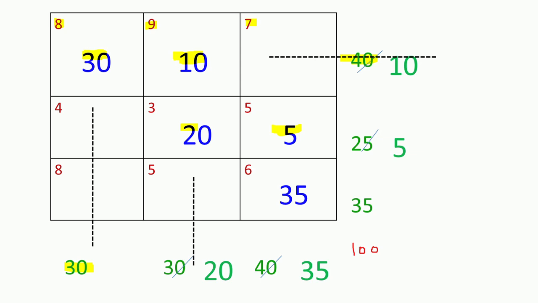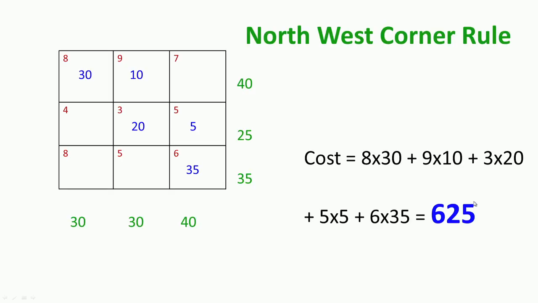Now, having obtained a feasible solution, the next thing that we ask is, how good is this feasible solution? To understand the goodness of this feasible solution, we now try to find out the cost associated with it. I have shown the same solution here. The cost associated is 30 into 8 plus 9 into 10 plus 3 into 20 plus 5 into 5 plus 6 into 35, which happens to be 625. So, 625 is the cost associated with this feasible solution.